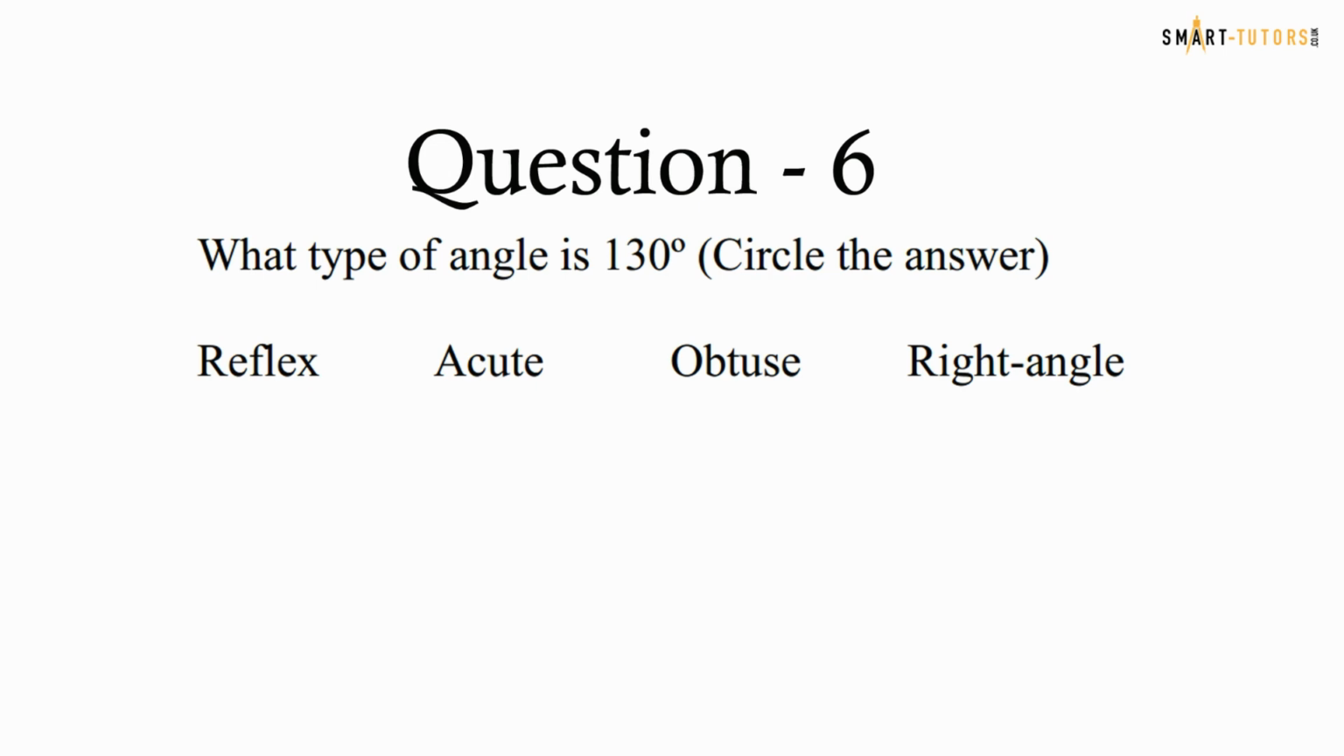Question number 6. What type of angle is 130? 130, you know, anything between 90 and 180 is going to be obtuse angle. So obtuse angle you need to circle. That is the answer for the question number 6.